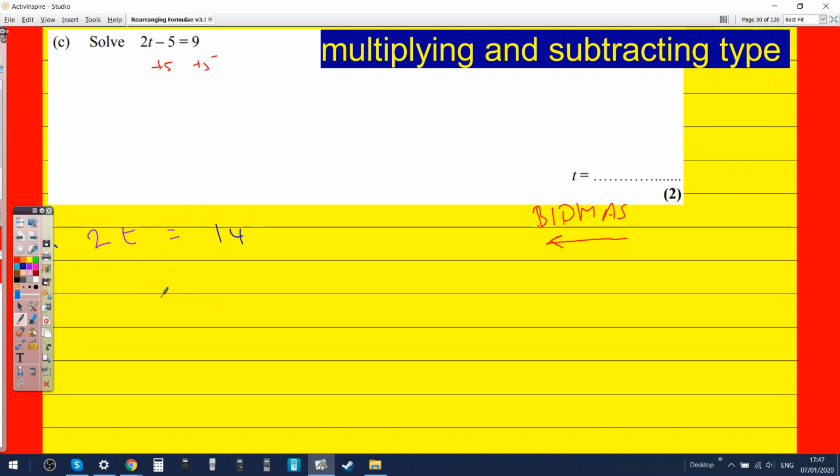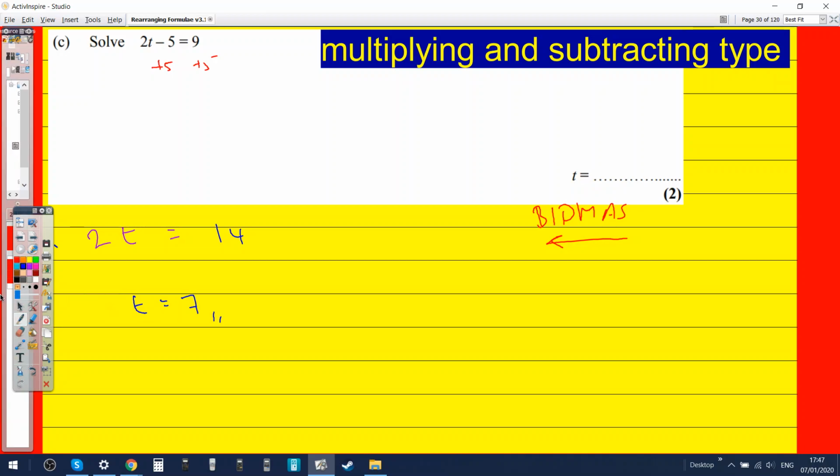So 2t is 14. So how about t? So t is 7. Well done. So t is 7. Yeah. Any questions here? No. Okay.